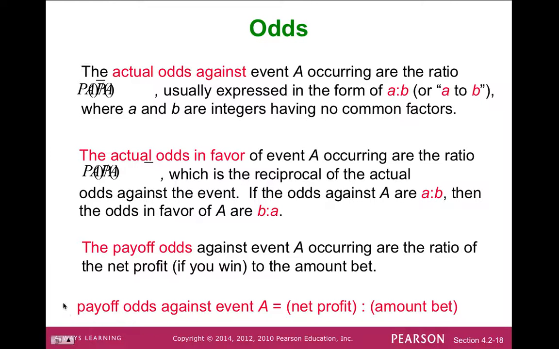Something else worth noting here is what we call payoff odds. Payoff odds are the ratio of the net profit if you win to the amount bet. The way that's expressed is that payoff odds against event A equals your net profit, with a colon, to the amount bet. And as we'll see with some of the casino examples, payoff odds come up in a few different places within probability.